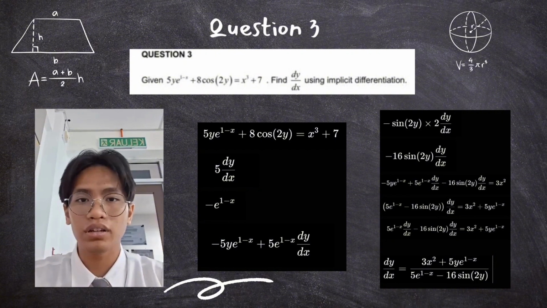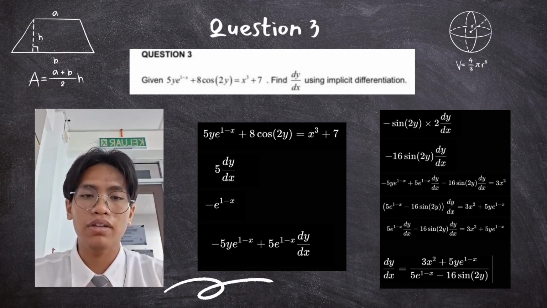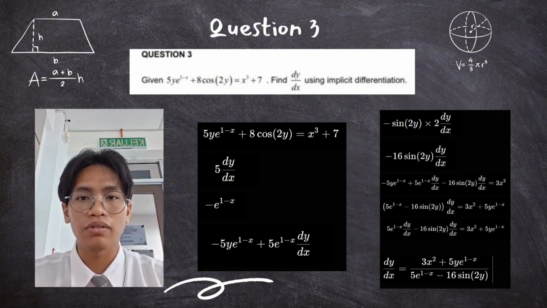Now, we differentiate the right hand side. The derivative of x cubed is 3x squared, while the derivative of 7 is 0. So, after differentiation, the equation becomes negative 5y e to the power of 1 minus x plus 5e to the power of 1 minus x dy over dx minus 16 sine 2y dy over dx equals 3x squared.